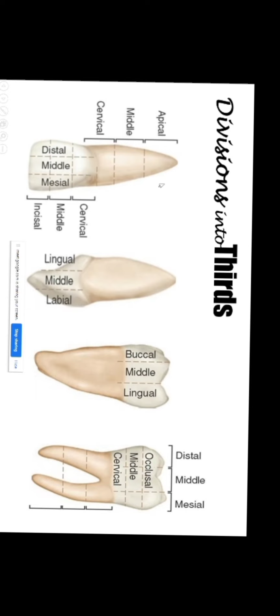Okay? Or you can say there is radiolucency or a cyst, or changes in the color, opacity on the middle third of the root. Then also for the crown, you can divide it: cervical third, middle third, incisal third. You can also divide it mesiodistally. You have mesial third, middle third, distal third.